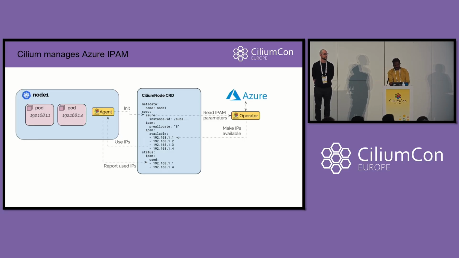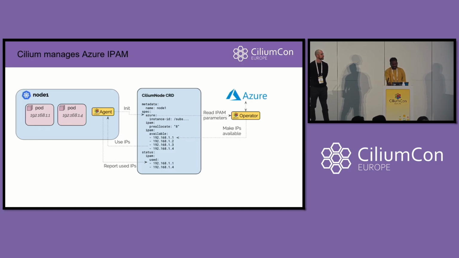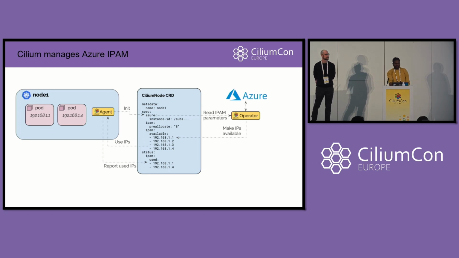The Cilium node object has a list of all the available IPs, and it publishes this CRD to each agent. Each agent launching on the specific Cilium node CRD gets this list of IPs and then assigns these IPs to the pods. So it uses the Cilium node CRD object itself to keep track of which IPs are available and which IPs are assigned to the pods.